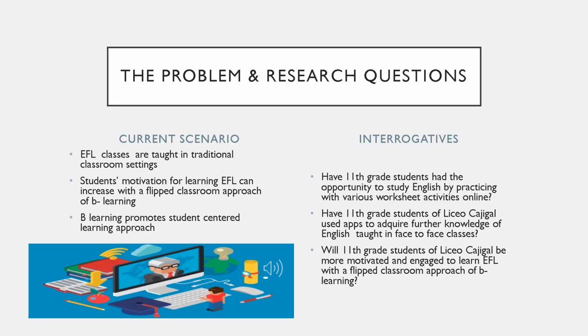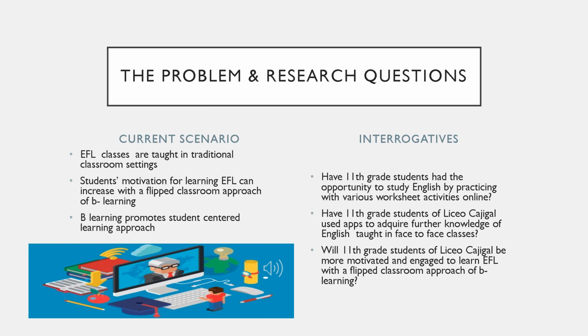The main problem that can be seen in Liceo Cajigal is that English as a foreign language classes are taught in traditional classroom settings. That means that students simply go into class and sit passively listening to the teacher and making notes without major interaction. Since these traditional classes are so passively centered, students have shown to be not motivated for their English classes. It's not something that excites them at all. Therefore, they're not engaged in classes as they should.